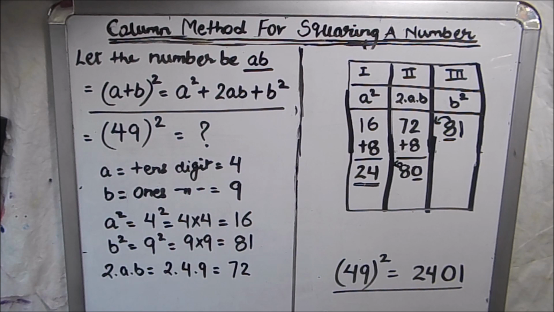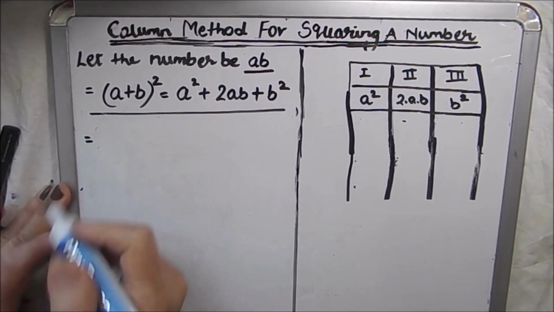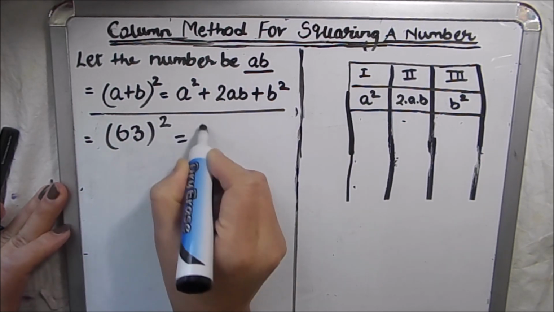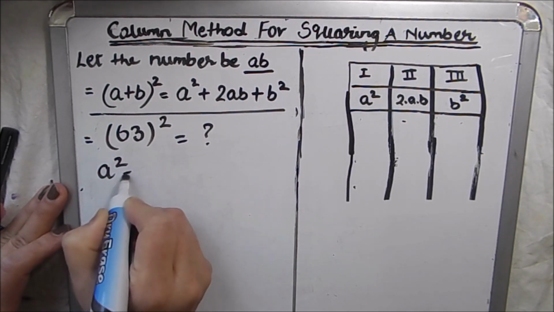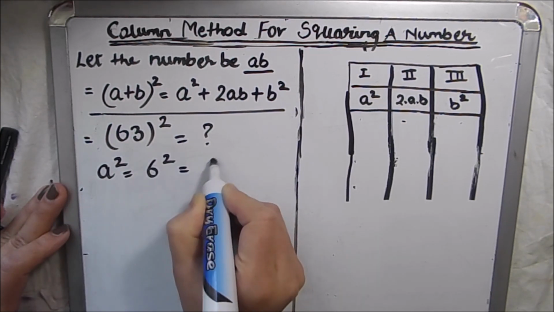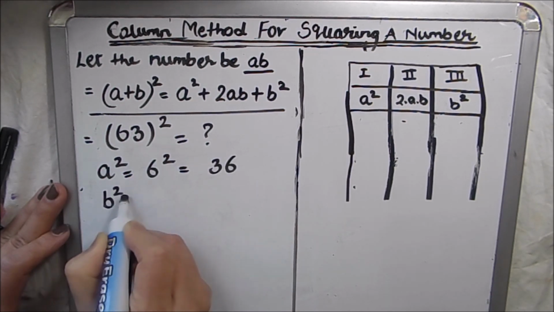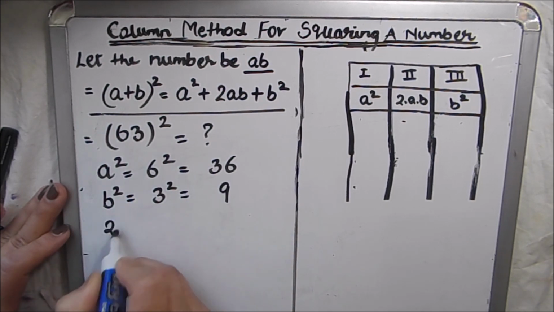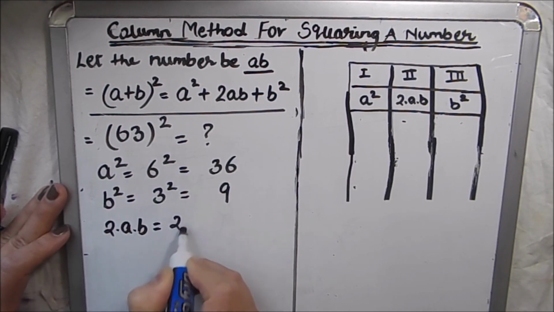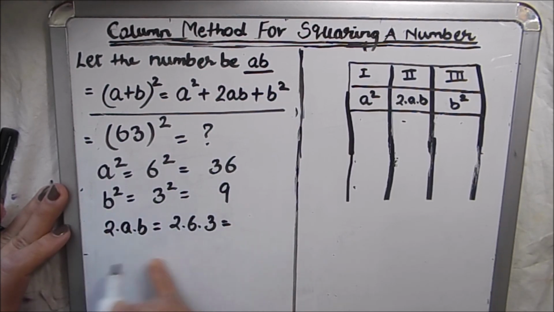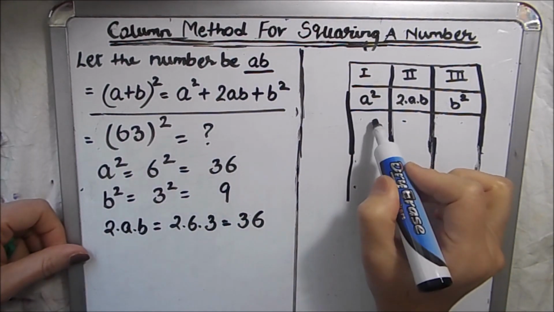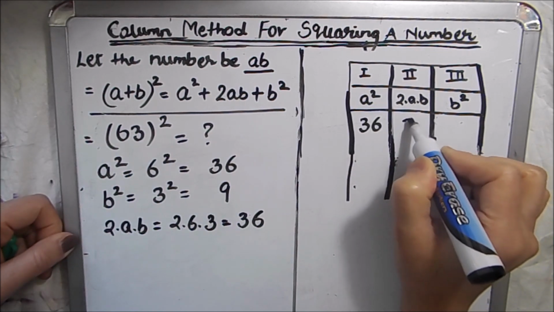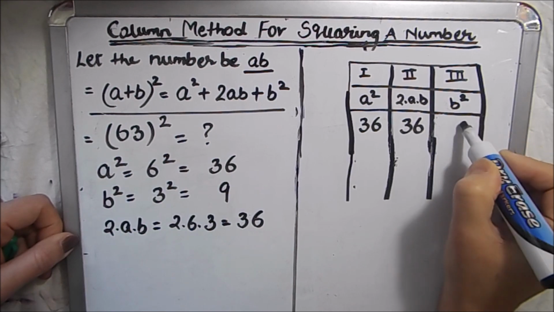So let's take another example here and solve it. Let's take the number 63 and we need to find the square of 63. So our a² is 6², which is 36. b² is 3², which is 9. And 2 times a times b is 2 times 6 times 3, which is 36. So first we'll write the a² term, which is 36, the 2ab term, which is again 36, and the b² term, which is 9.